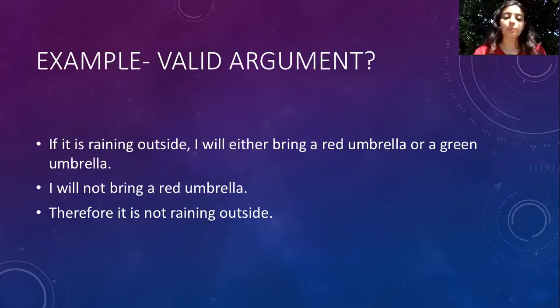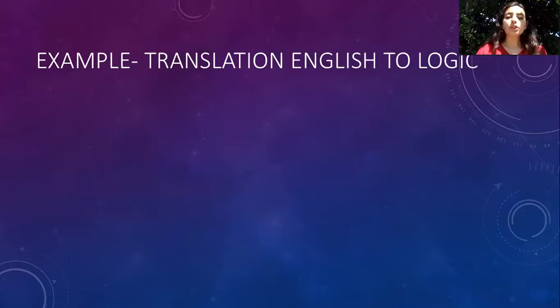You can have a green umbrella instead, and that's what makes it invalid. That would be your reason for why it's invalid. Okay, so if we were to translate this example, I'm sorry, you guys can't see that. Let me just move myself. So translate from English to logic.